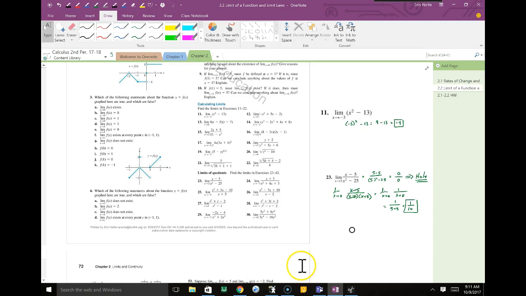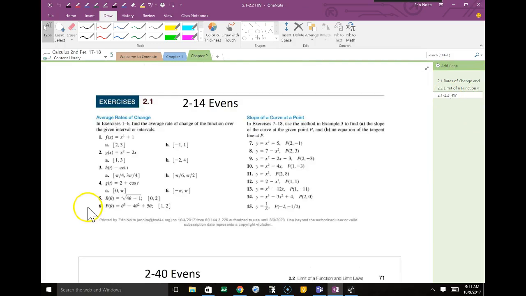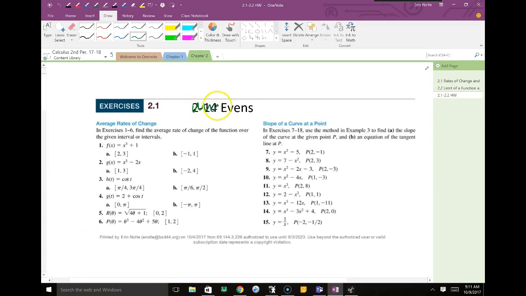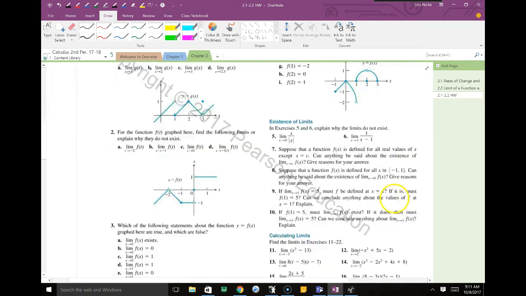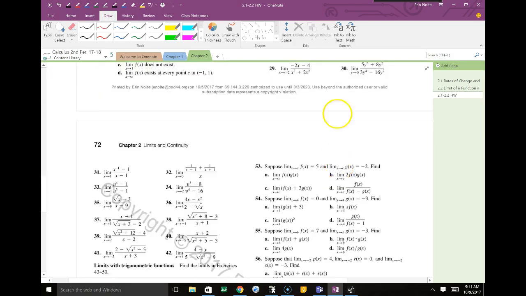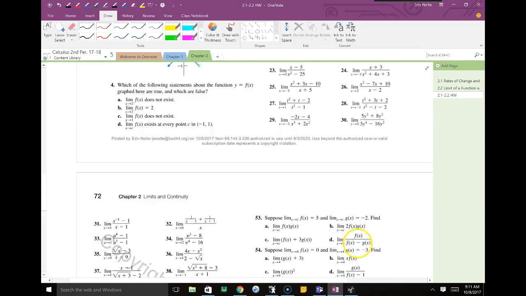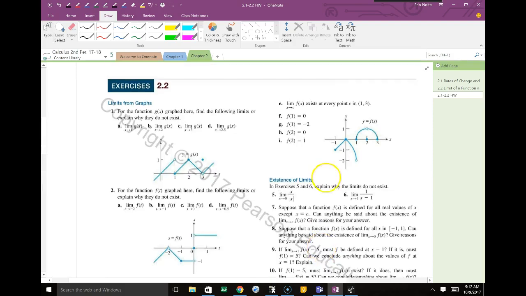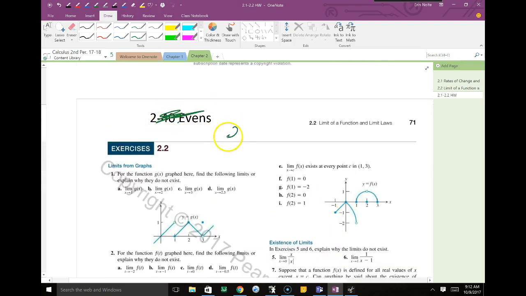All right, so your assignment is in the thing. I'm changing this, so it's 2.1 to 2.2. On the 2.1 stuff, I only want you to do 2 through 6 evens. Okay, and then for the second one, I want you to do 2 through 30. That's not bad. So instead, 2 through 30 evens on this page. Okay, and we'll talk about those square root things later.